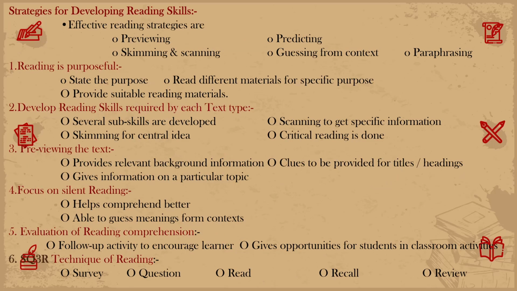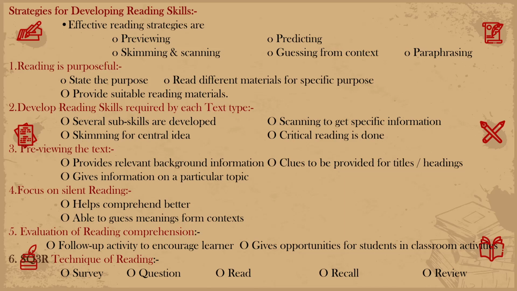Next, what are the strategies for developing reading skills? First, effective reading strategies are previewing, skimming and scanning, predicting, guessing from context, and paraphrasing. And we also have strategies like reading being very purposeful. For what we have to read, we need to state the purpose. Next, each text type requires so many sub skills to be developed, especially skimming for the central idea and scanning to get specific information.